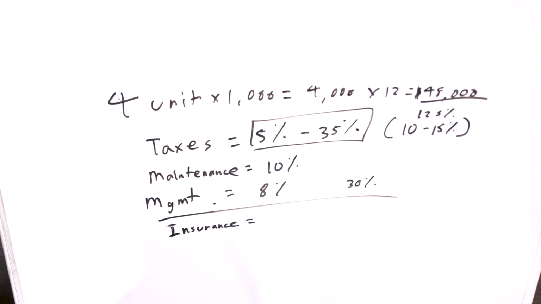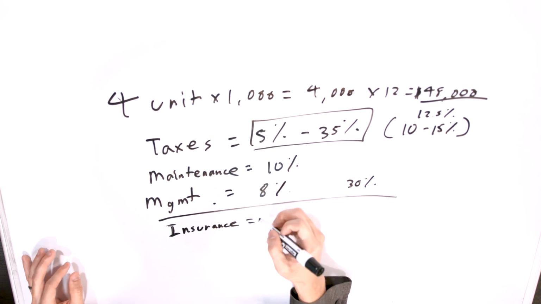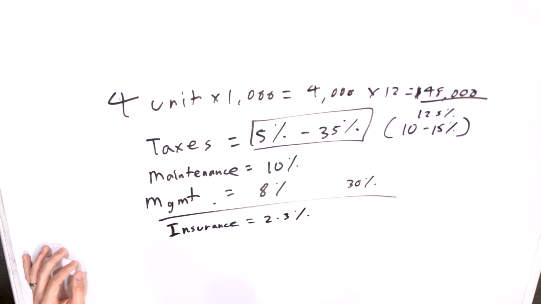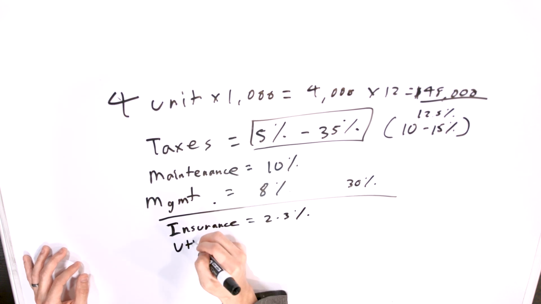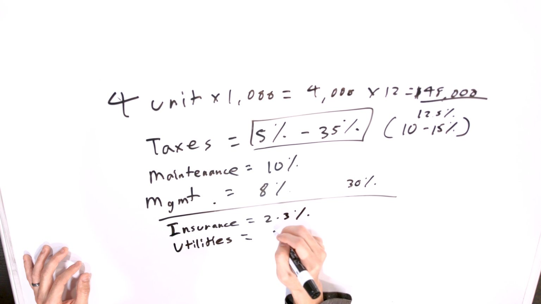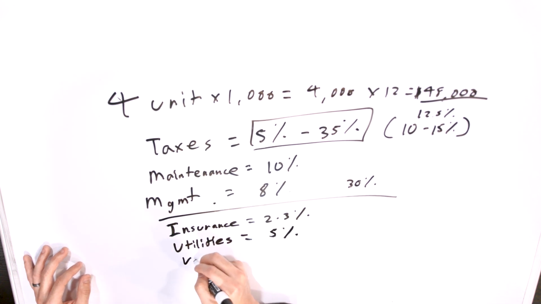We have stuff like insurance. Insurance, based on my portfolio and different portfolios that I've seen from other investors, typically is between 2 to 3%. Let's move on to utilities. Now, utilities, obviously, it also depends, right? You may be paying for utilities or the tenants may be paying for utilities, but based on my experience, you're going to be at around 5%. And the last thing that I want to include is vacancy. And I'm going to put vacancy at 5% as well.